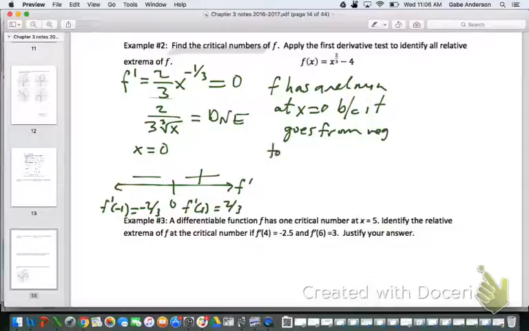I'm just catching up to you. Okay, did I write that down correctly, Maddie? F has a relative min at x equals 0 because it goes from negative to positive at x equals 0. Yeah. Okay, what do you guys think? Reactions? Good? I got to ask that question.